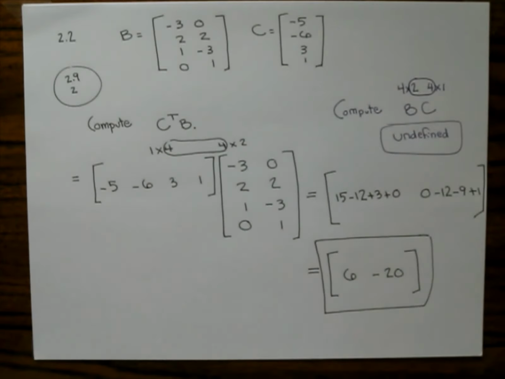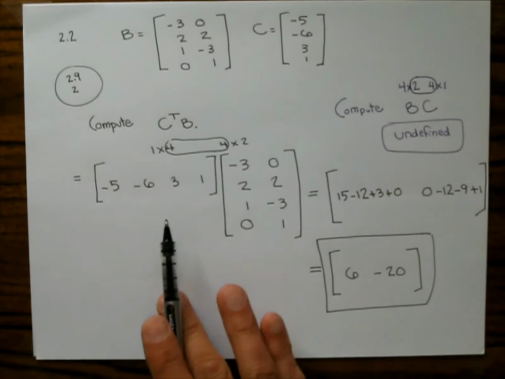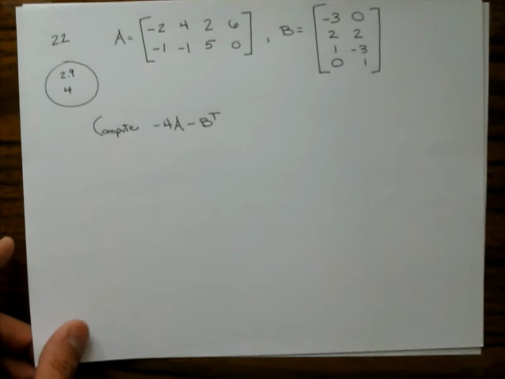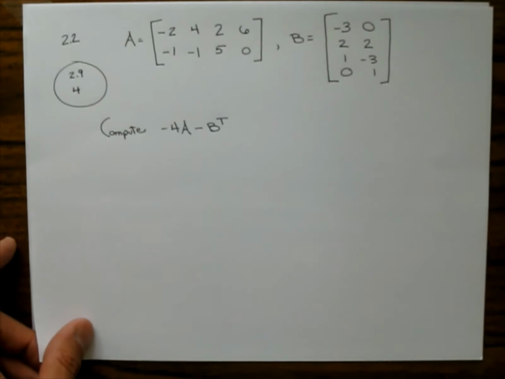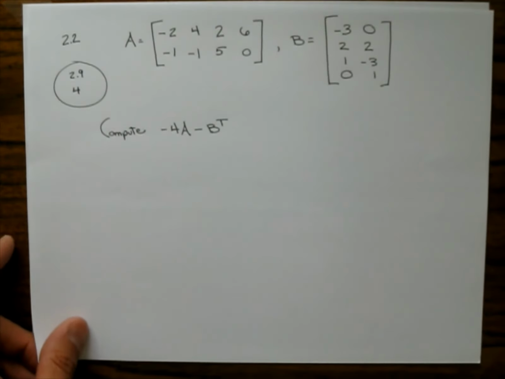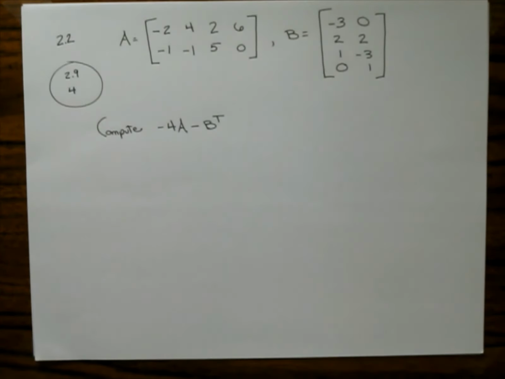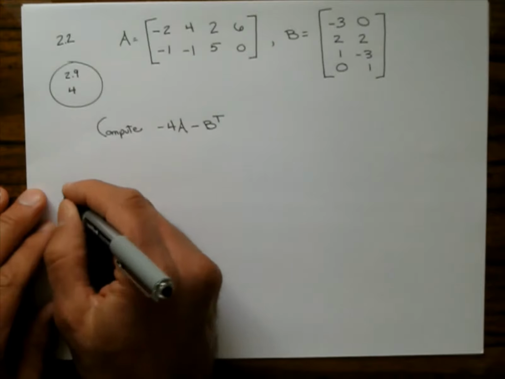Okay, so that was 2.9 number 2. That is a review of some matrix arithmetic, matrix multiplication right there. Let's go ahead and do the next one, the next even from the review, which is 2.9 number 4. So once again, pause the video, see if you can do this, and I'm going to go ahead and start the problem right now.